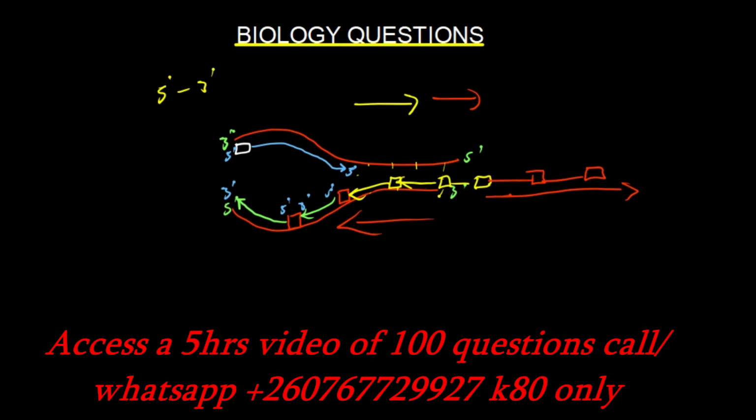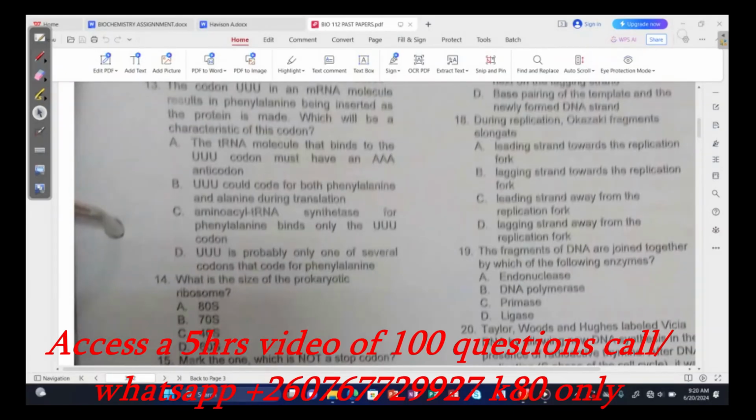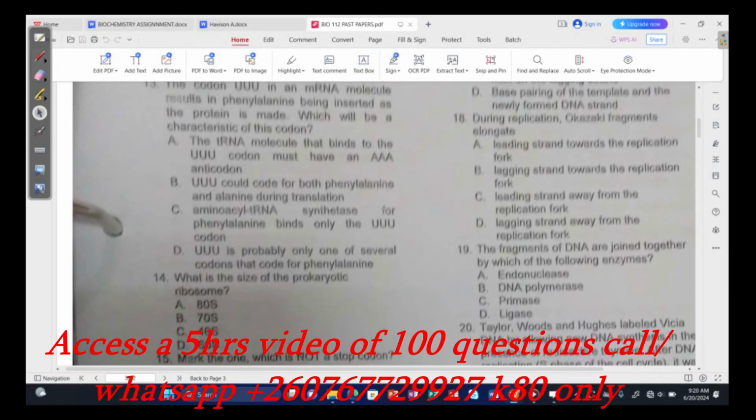So the correct answer there should be that it elongates away from or towards the direction of replication, or towards the replication fork. So which option is that? The lagging strand towards the replication fork. So that is option B for this question, question 18.